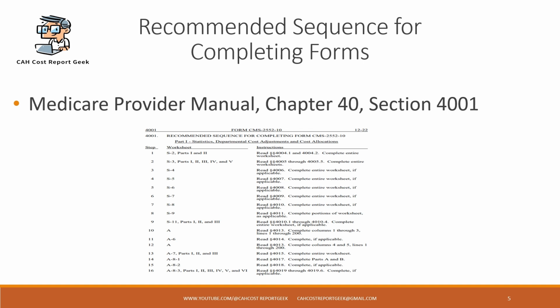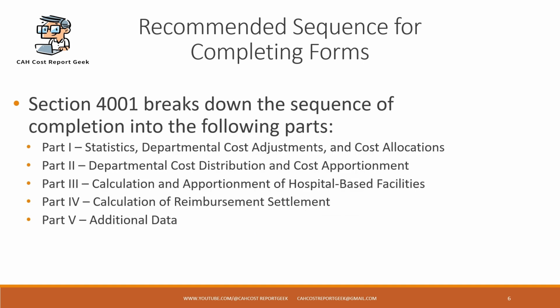Chapter 40, Section 4001 of the Medicare Provider Manual provides guidance on the order of completion for the forms in the Medicare Cost Report. The manual outlines a logical progression through the different parts of the cost report, with the S series as a starting point and progressing through the rest of the cost report. Section 4001 breaks down the sequence of completion into the following parts.